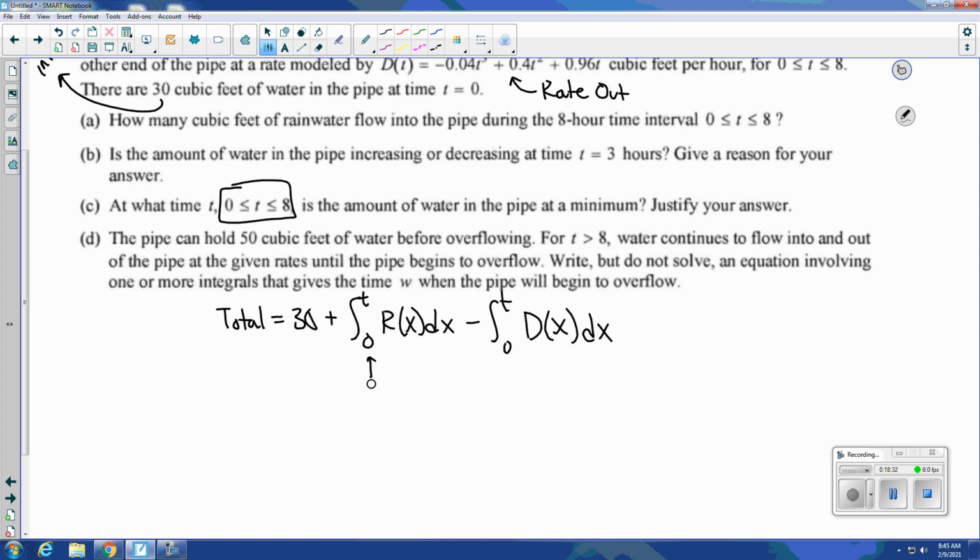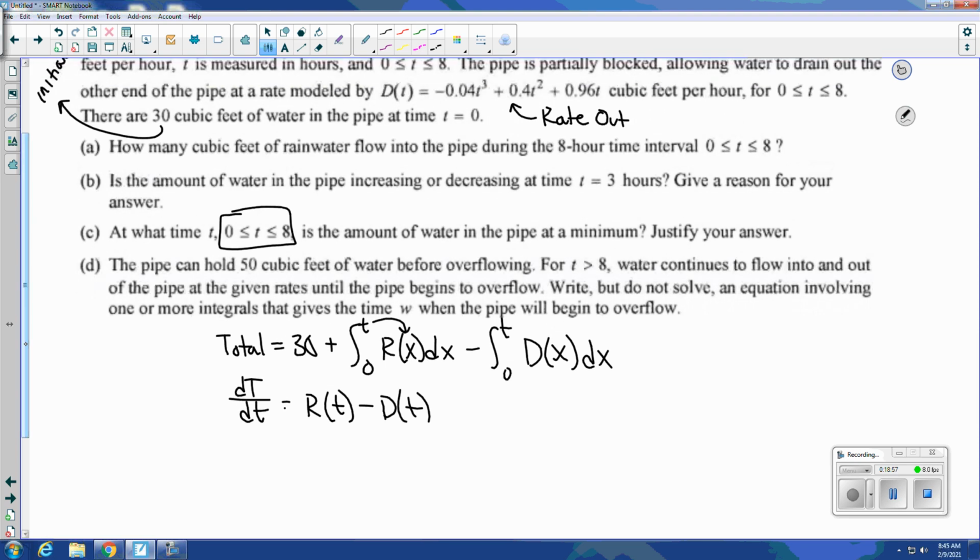From here, we now have a function that represents the total amount at any time t. If we take the derivative with respect to time, we're going to get r of t minus d of t. So 30 goes to 0. Fundamental theorem, just plug in and then multiply by the derivative of what you're plugging in. Now in this question, to find the minimum, we want to know when this equals 0.